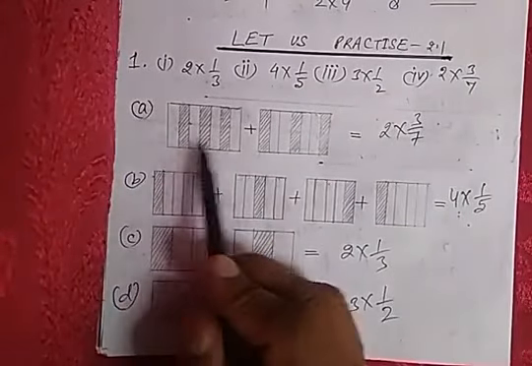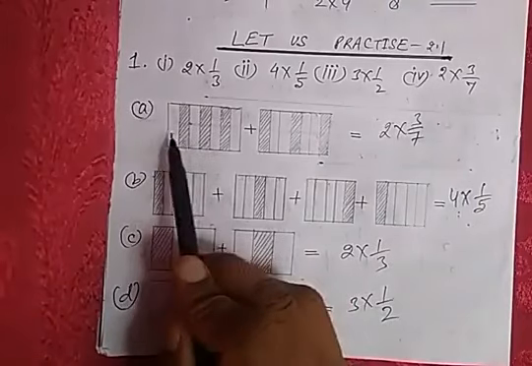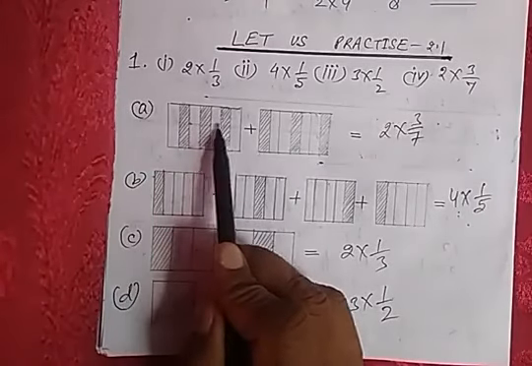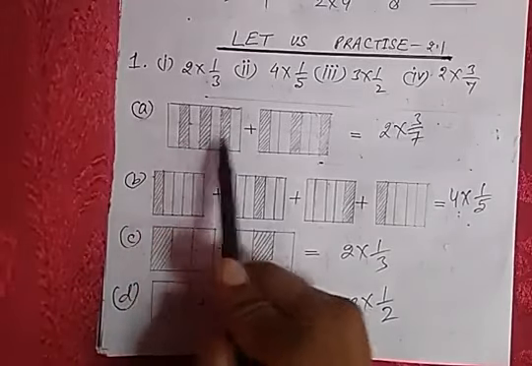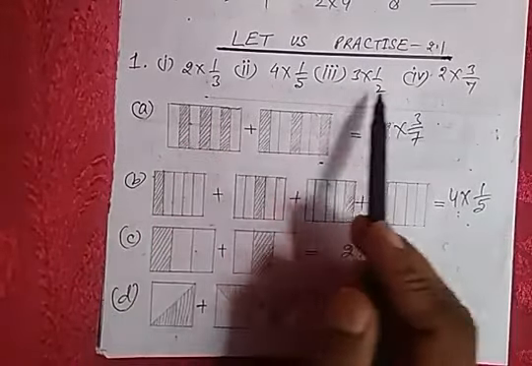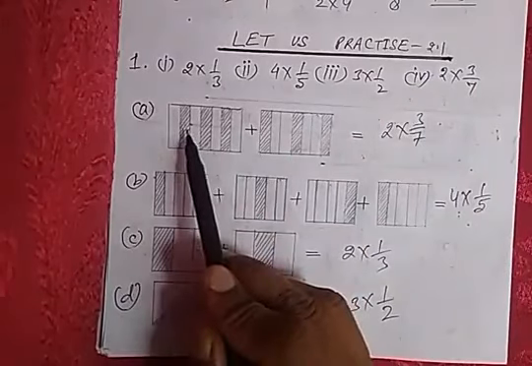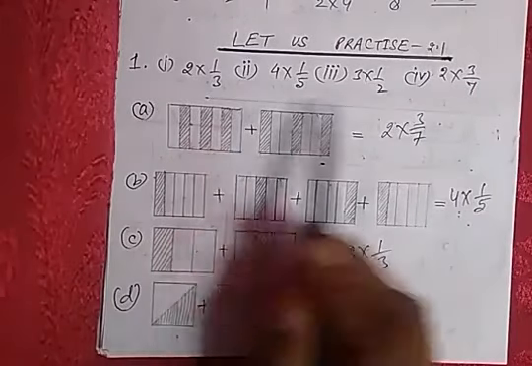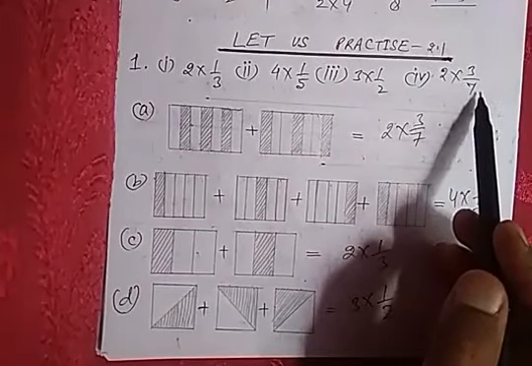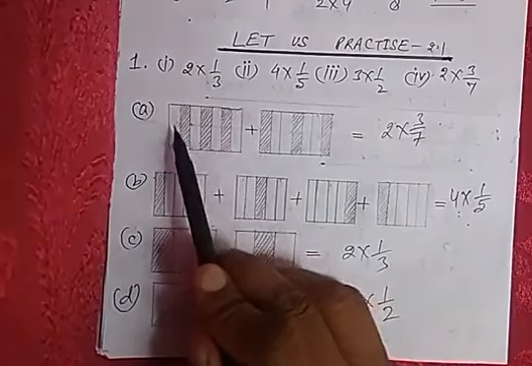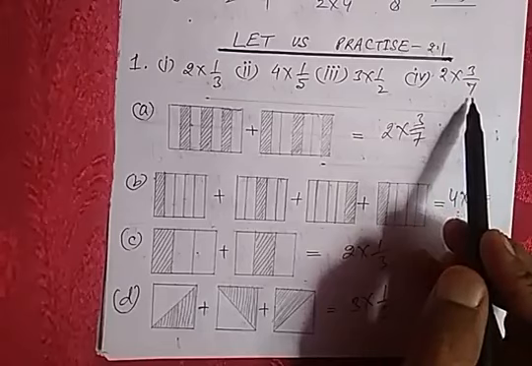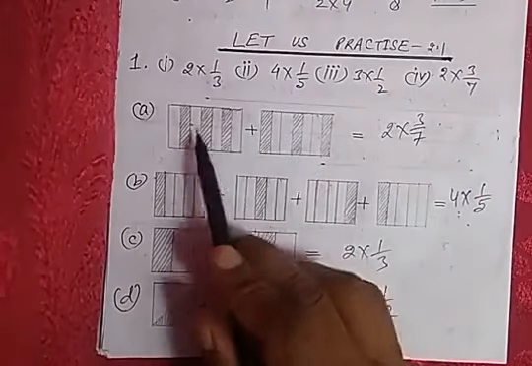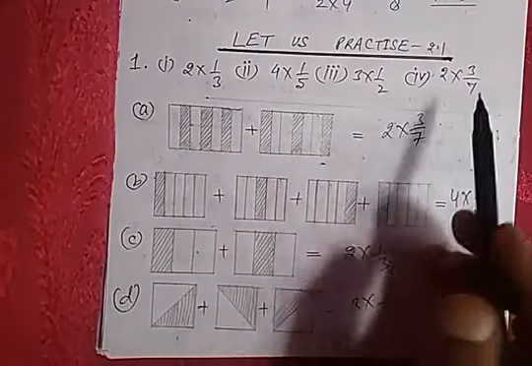A part. In this figure, total number of parts are 1, 2, 3, 4, 5, 6 and 7. Here, total number of parts are 7. Hence, the denominator is 7. Number of shaded parts is 1, 2, 3. 3 by 7. And number of times is 1, 2. 2 into 3 by 7. Means this figure shows this one.